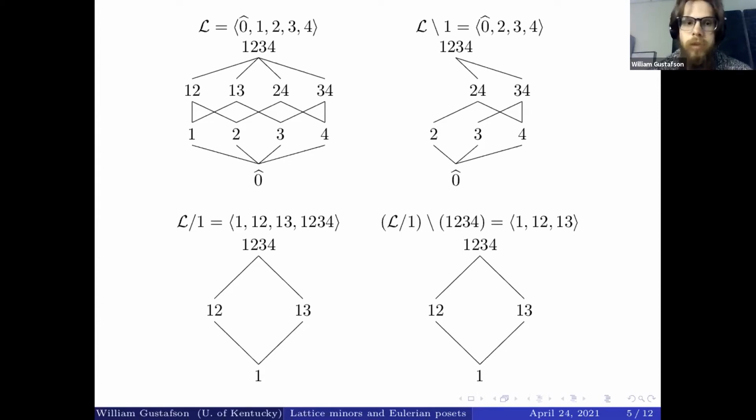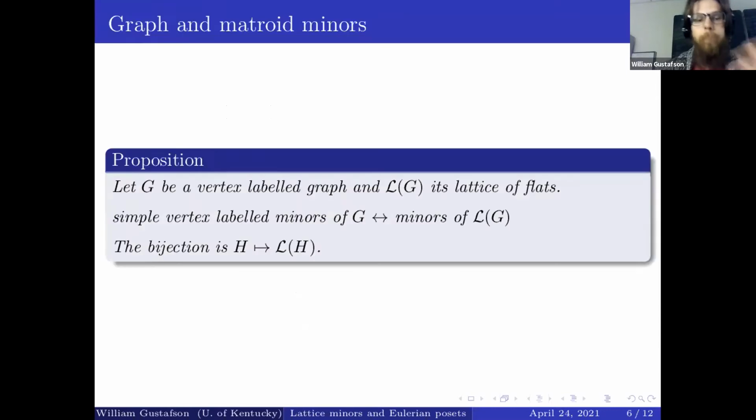If you take a graph and give it a vertex labeling, and then look at its lattice of flats, then the simple vertex labeled minors of G, and when I say minors, I mean delete and contract edges, not vertices, are in bijection with the minors of the lattice of flats. And the bijection is what you want it to be: just take the lattice of flats of the graph minor.